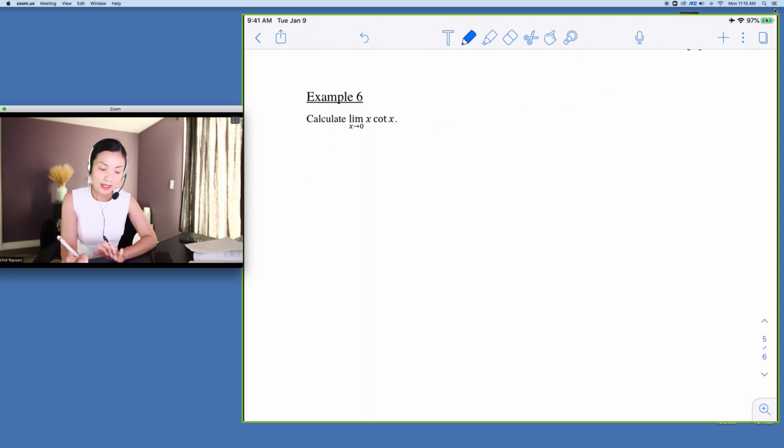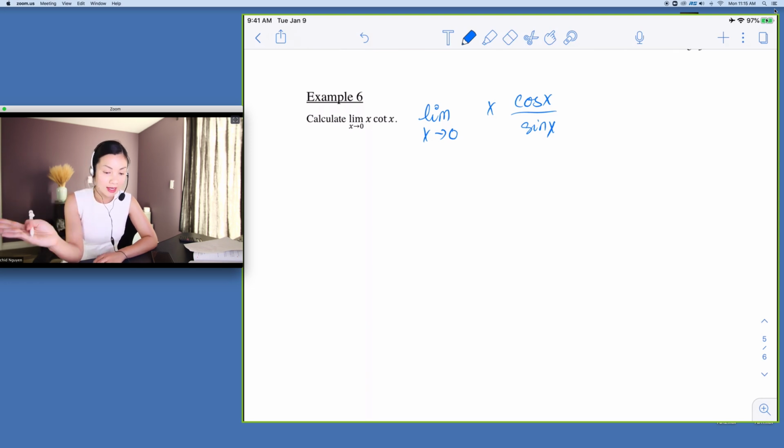Let's take a look at example 6 right here. So we want to take the limit as x approaches 0 of x times cotangent of x. You don't want to keep cotangent. So first, let's just rewrite. So I have the limit as x approaches 0 of x times cotangent, which is cosine of x over sine of x. Now, I'm going to take the top, divide by x, and I'm going to take the denominator, divide by x.